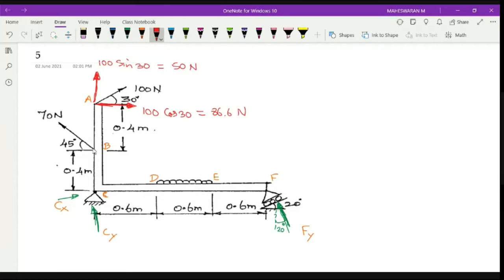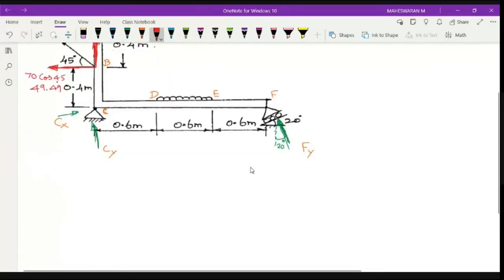Now I'm going to resolve at point B. Again, I have two forces. One like this, horizontal force. Other one is inclined vertical force. So we are resolving that inclined force. So horizontal 70 sin 45. What is 70 sin 45? 49.49, and this is also 49.49. Any doubt on this? No, sir.